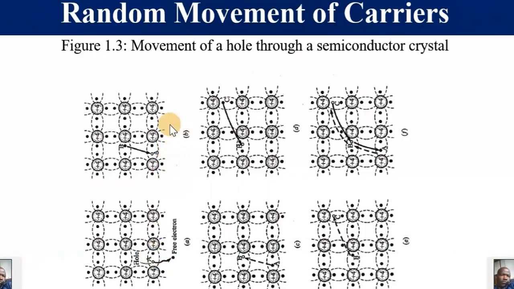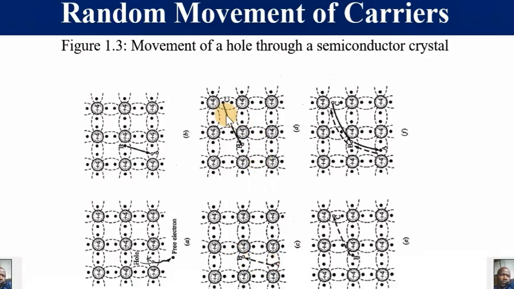And if we go to diagram B, an electron from point B has now occupied the hole at point A. So we are saying this is random movement. It's a haphazard movement of an electron. And if we go to diagram C, A is now being occupied by an electron that has moved from B. So the hole is now moved from A to B.